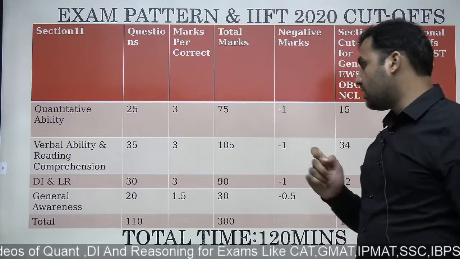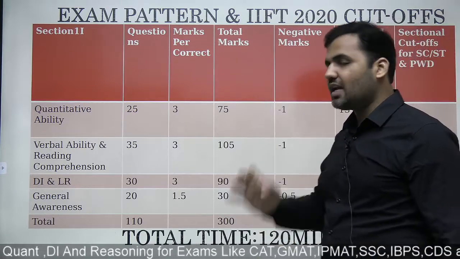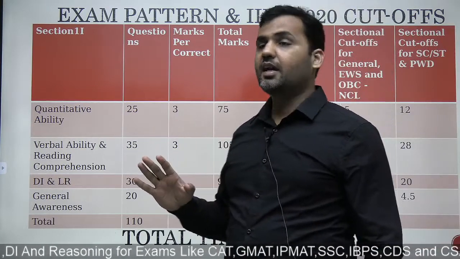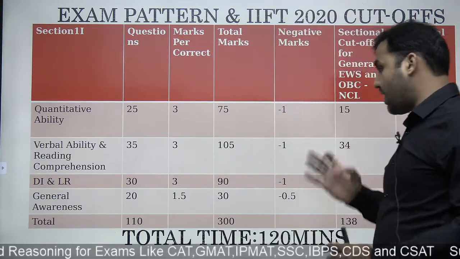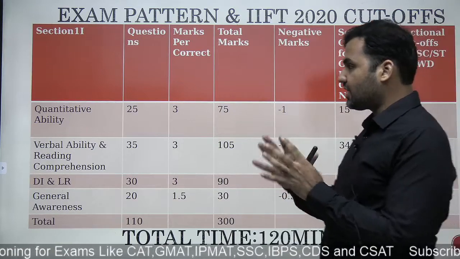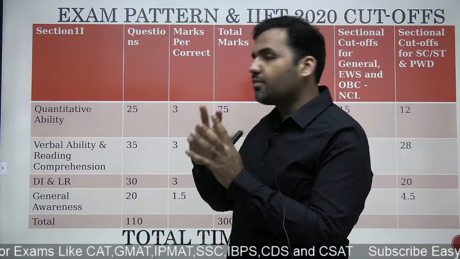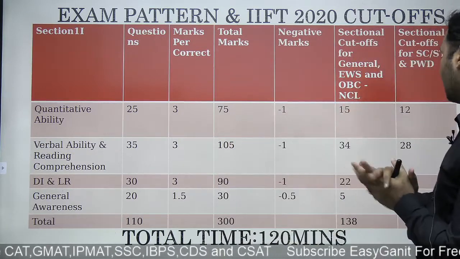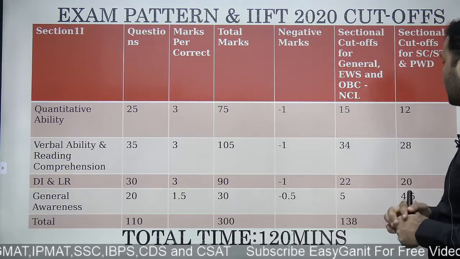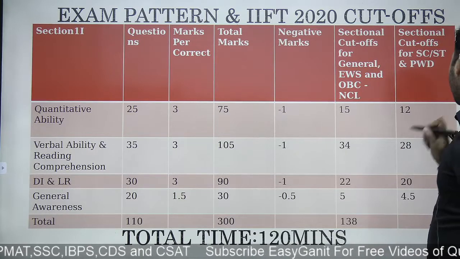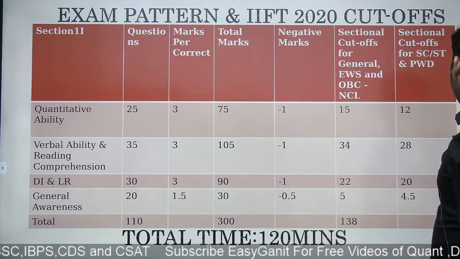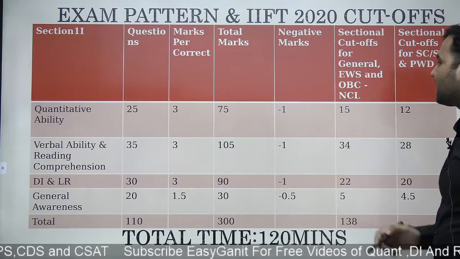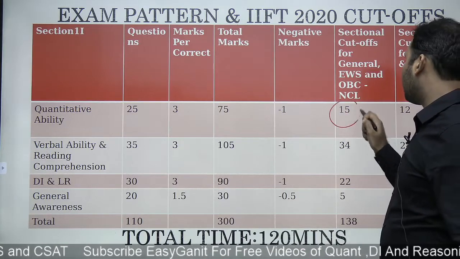But the good news is the sectional cutoff is very less, right? You don't have to put much hard work to clear the sectional cutoff. बहुत ज़्यादा आपको इतना मेहनत नहीं करना पड़ेगा sectional cutoff को clear करने के लिए. You can see that quantitative ability out of 120 minutes, the quant section cutoff is only 15 marks.